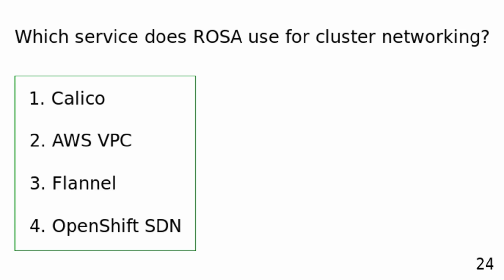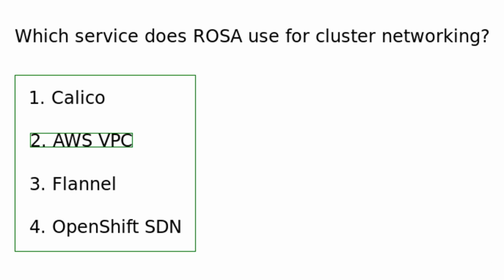Which service does ROSA use for cluster networking? Calico. AWS VPC. Flannel. OpenShift SDN. ROSA uses AWS Virtual Private Cloud for cluster networking, providing secure and scalable network infrastructure.